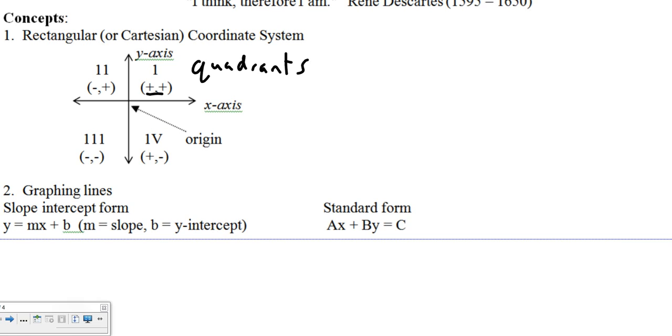When you graph lines, you also have slope-intercept form. We've seen that since algebra. Y equals mx plus b. M is the slope, b is the y-intercept. And another form of a line that you can write in is the standard form, which is ax plus by equals c. In this standard form, a, b, and c are integers.